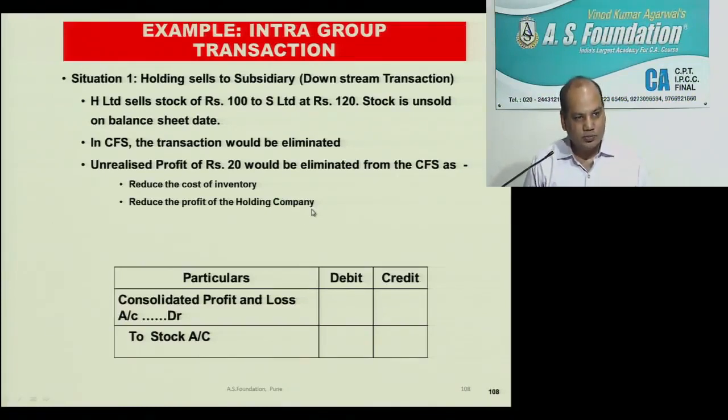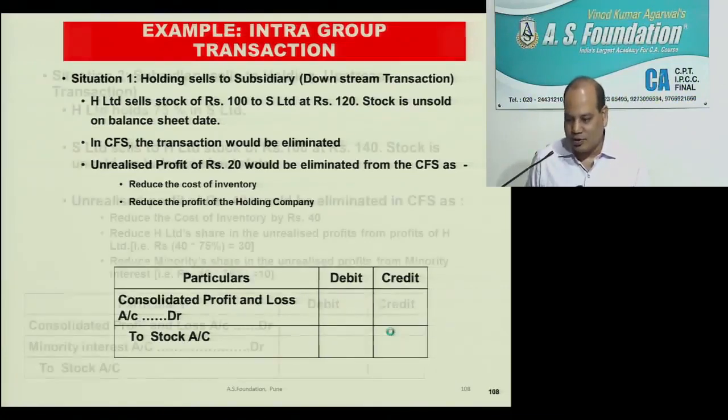Is it right? So entry, now write down: consolidated P&L account debit to stock account, amount 20. How can you write only 120? 20. Understood? One more example.